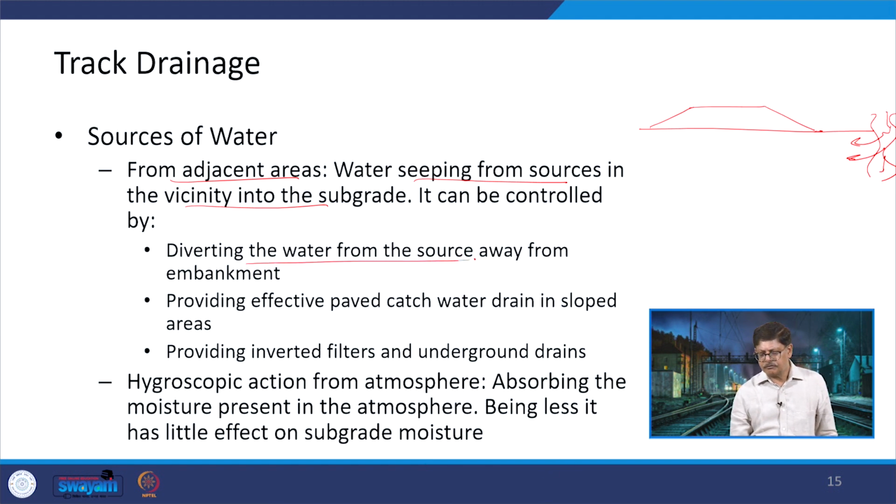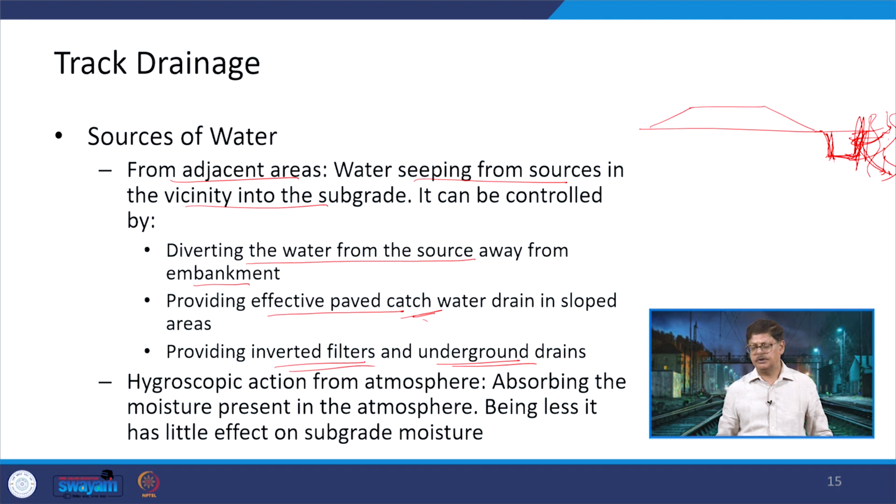Now, diverting the water from the source away from the embankment, if it is possible, then that is the best thing. If we can do something here and divert the water back, then that will be helpful, or providing effective paved catch water drains. So, another way is that we provide catch water drains which are lined. At some depth, based on the way the water is flowing, if it is flowing from the top surface, then this will get into the catch water drain, and then it is further taken through the sloped system outside, providing inverted filters and the underground drains.